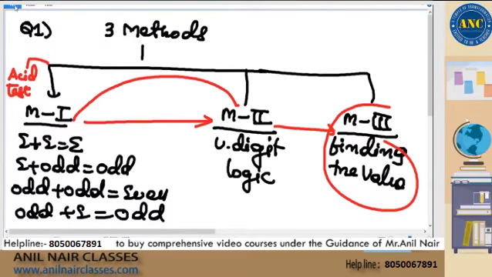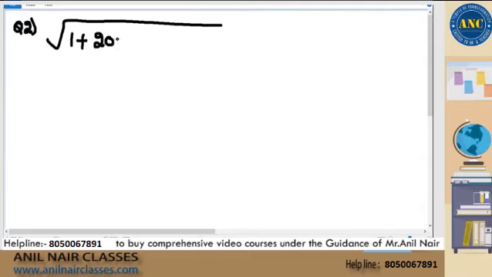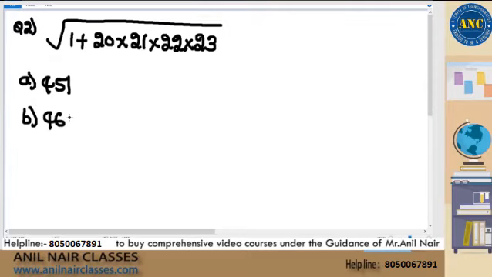Question 2. Please write down question 2. What is this acid test? Another competitive exam question. What will all people do, sir? 1 plus 20 into 21 into 22 into 23. Options: 451, 461, 471 and 481. Exact options.